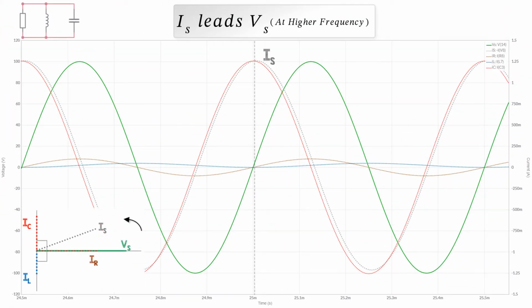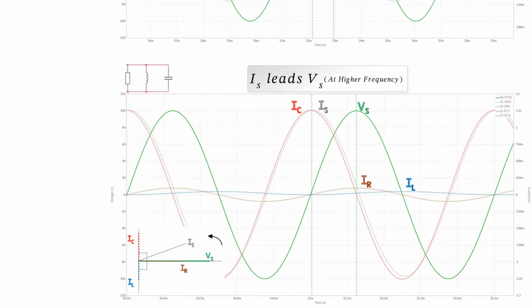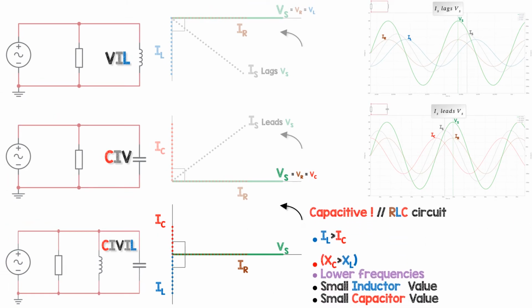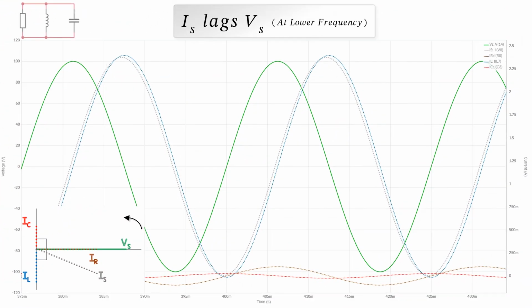So IS leads VS at higher frequencies for a parallel RLC circuit. Now at lower frequencies, the inductive reactance is smaller, so that means the inductor current is larger. So a capacitive parallel RLC circuit has a larger inductor current. It's a little confusing, but it's the opposite of the series versions. So the supply current lags the supply voltage at lower frequency in our parallel RLC circuit.